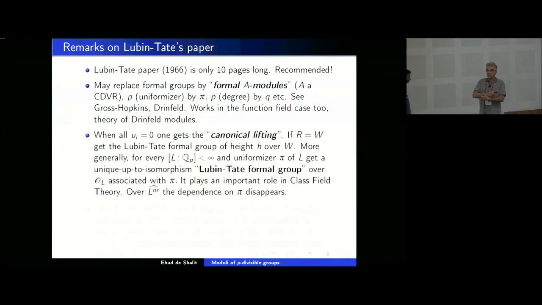The U's are not canonical, but the point where they're all zero is canonical. In fact, the subvariety where the first I of them are zero is canonical, not really the U's. And if you set all of them to be zero, you get what's called the canonical lifting, and you get back the Lubin-Tate formal group that plays an important role in class field theory, which over W is unique. Okay, remember that we're doing everything over the Witt vectors of an algebraically closed field.